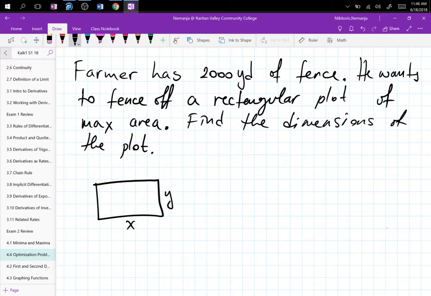You confused two concepts in one. I'm sorry? 2x plus 2y equals 2,000. Nice.